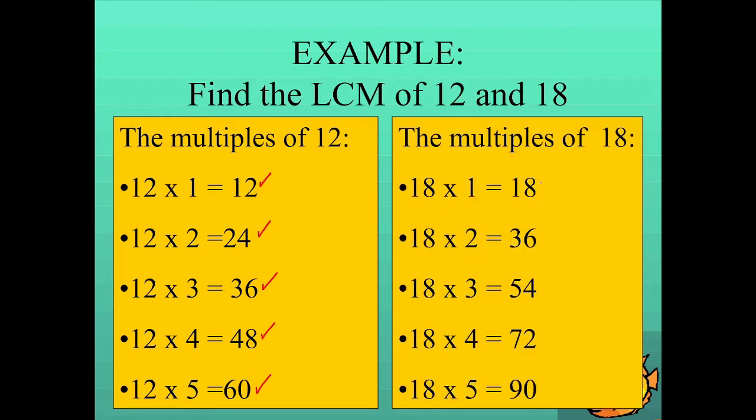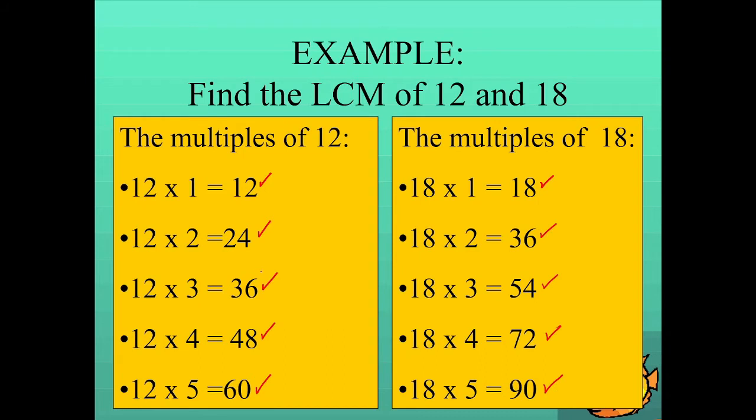18 times 1 is 18. 18 times 2 is 36. 18 times 3 is 54. 18 times 4 is 72. 18 times 5 is 90. Now, what number have you noticed is the smallest number that is common between 12 and 18? 36. There you have it.